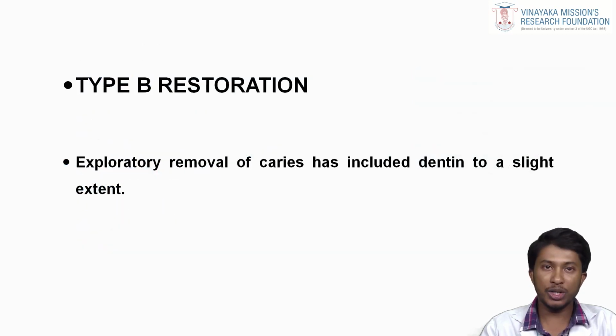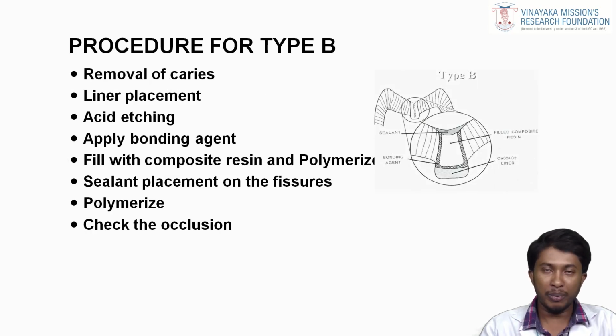Next is type B restoration. Exploratory removal of caries has included dentine to a slight extent. Procedure for type B preventive resin restoration: removal of caries, liner placement, acid etching, apply bonding agent, fill with composite resin and polymerize. Sealant placement on the fissure, polymerize, check the occlusion.